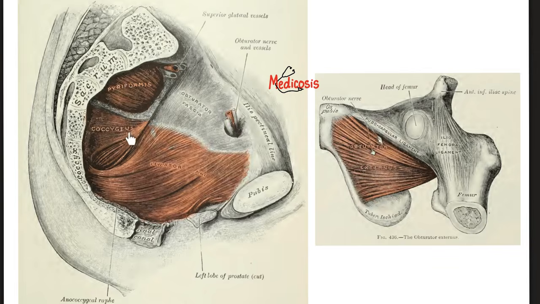Then we have the pelvic diaphragm, made by the coccygeus muscle posteriorly and levator ani muscle anteriorly. We call it coccygeus because it's attached to the coccyx. We call it levator ani because it literally elevates your anal canal and rectum to prevent it from prolapsing.